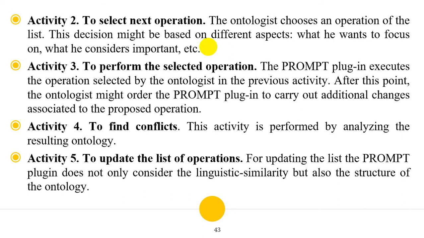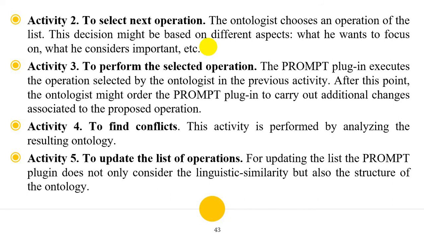The fourth activity is to find conflicts. This activity is performed by analyzing the resulting ontology, and many conflicts might appear in it after the execution, like naming conflicts, slot value restrictions or dangling references. The fifth activity is to update the list of operations. For updating the list, the PROMPT plugin does not only consider the linguistic similarity, but also the structure of the ontology. This activity could be carried out with the algorithm AnchorPROMPT.